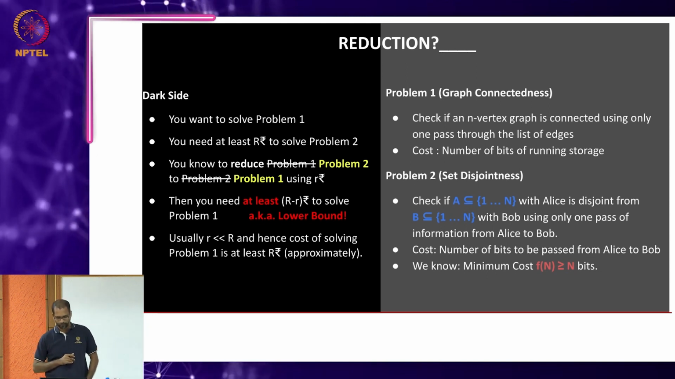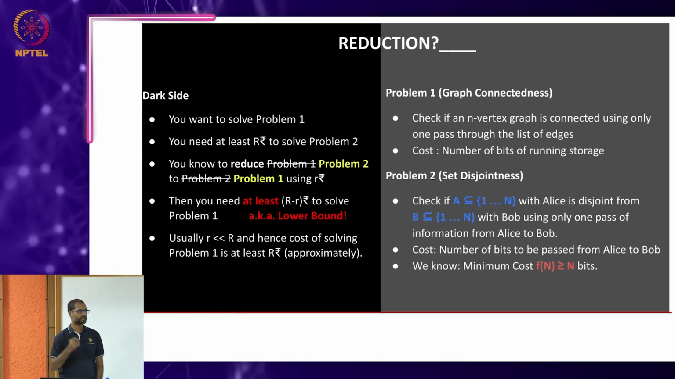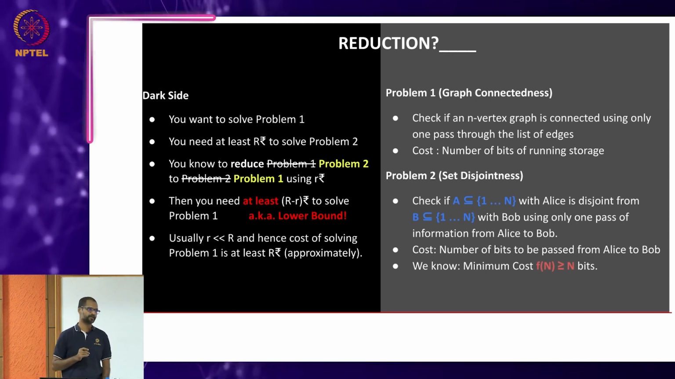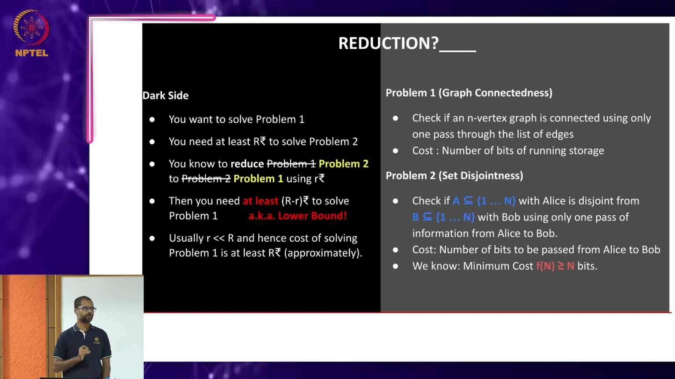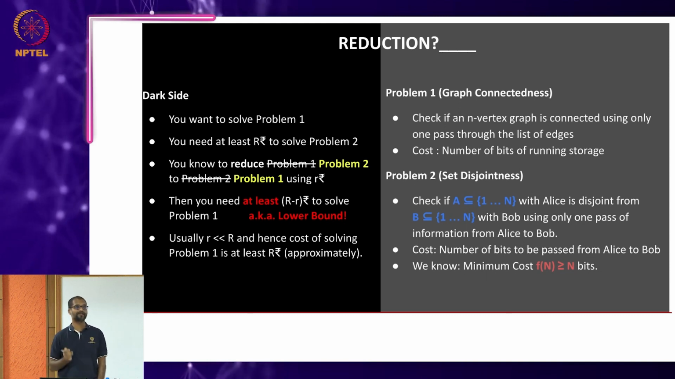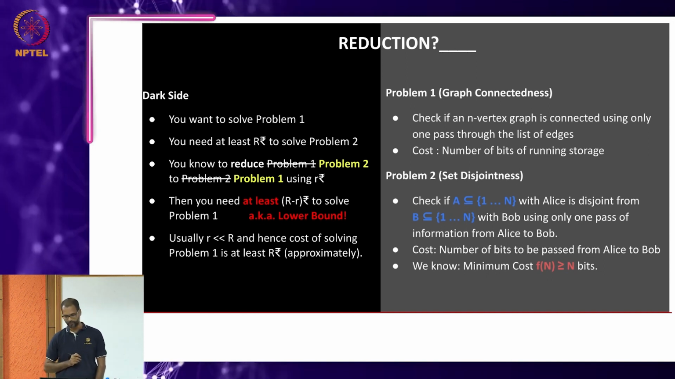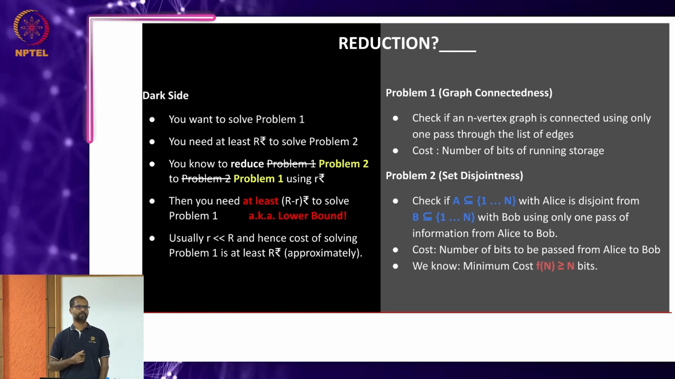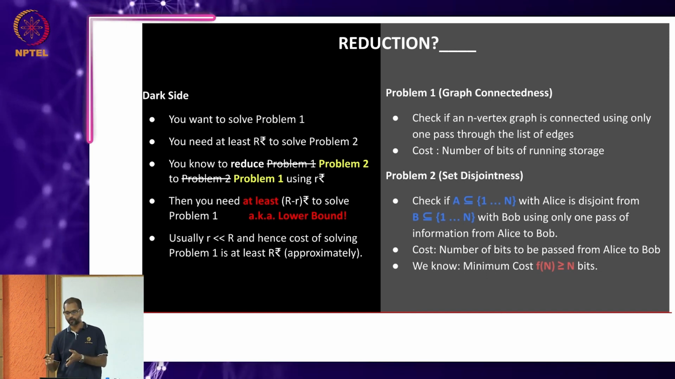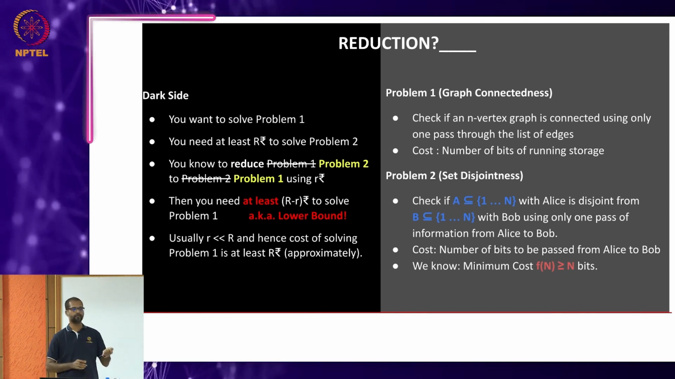Okay, so our task is to show that any streaming algorithm for connectedness needs to store at least n bits, where n is the number of vertices in the graph. That's the task. Clear? We need to show that any graph streaming algorithm, not the Kruskal one, okay, any supposed connectivity testing algorithm on the stream will need a storage of n bits, and that's our problem 1. Now problem 2 is not something which we know how to solve, but that's not what we care about. About problem 2, what we care about is that it requires at least n bits of communication.